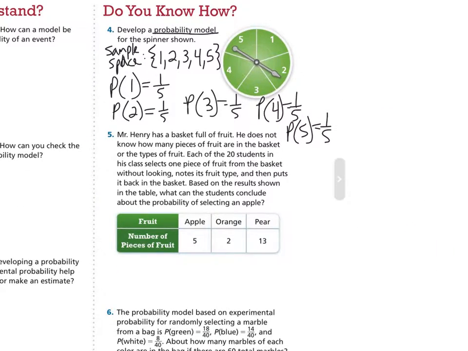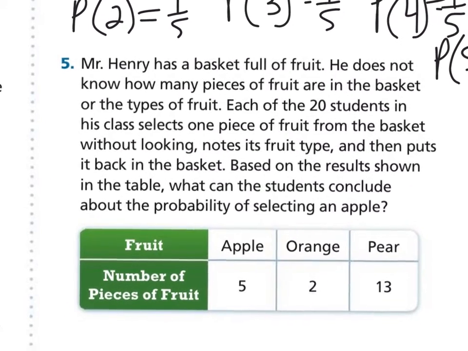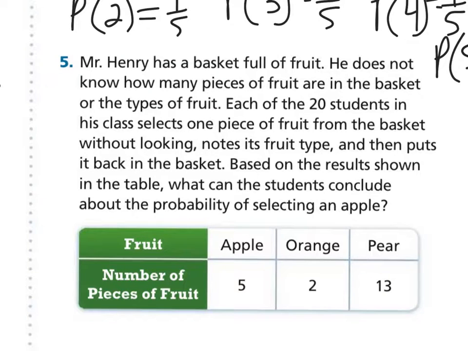Look at number 5. Mr. Henry has a basket full of fruit. He does not know how many pieces of fruit are in the basket or the types of fruit. Each of the 20 students in his class selects one piece of fruit from the basket without looking, notes its fruit type, then puts it back in the basket. Based on the results shown in the table, what can the students conclude about the probability of selecting an apple? And that statement is important, that they say they're putting it back in the basket. Then we know the next person has the same chances of getting each of these types of fruit.